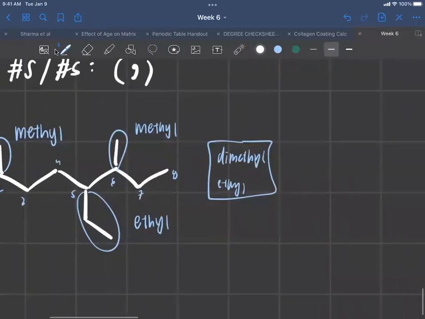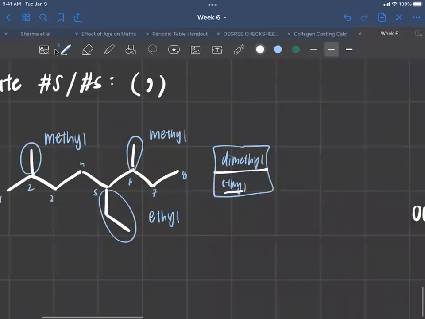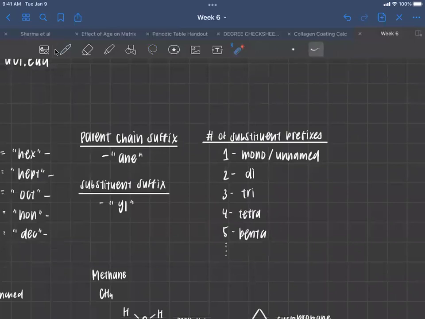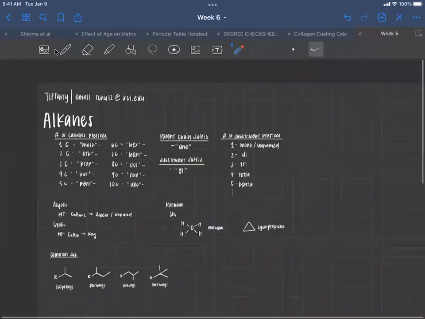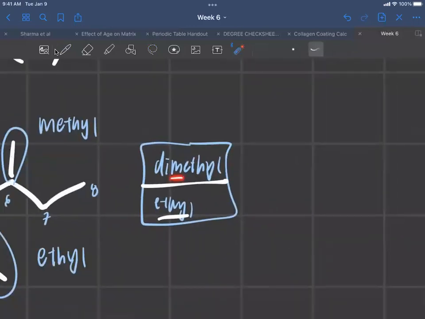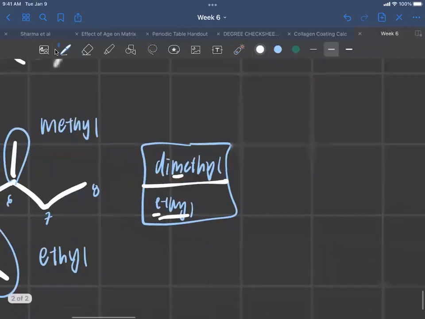So we see how we have dimethyl and we have ethyl. But if we're going to use the prefixes for the substituents, we don't need to take into consideration any of these prefixes in the alphabetical order arrangement. We just need to focus on this M here, and then this E, of course.